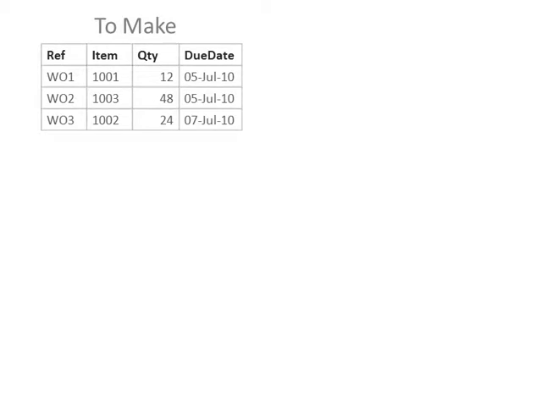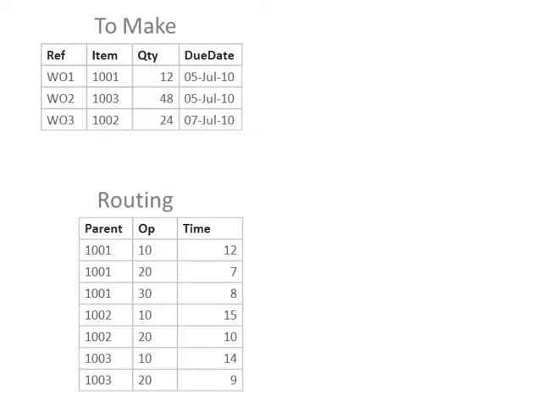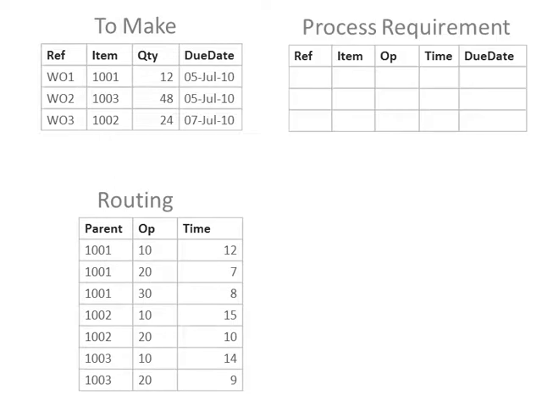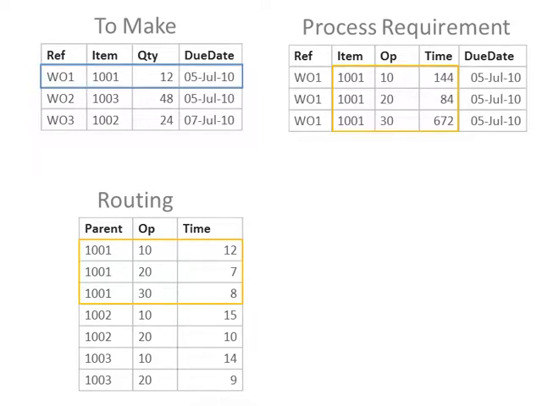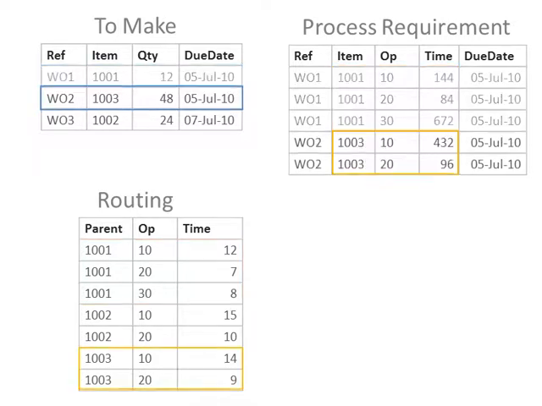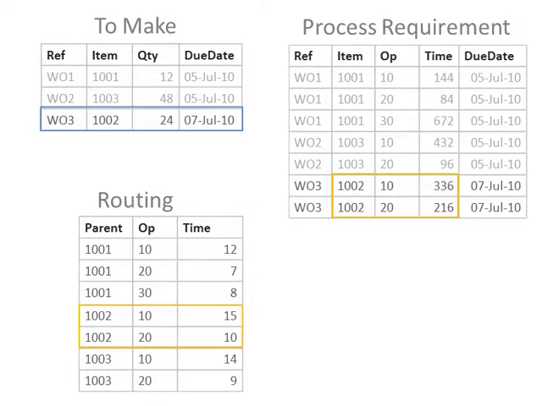Another common explosion is with the routing table. Here is a list of items to make and the operations required to make them. The result is a process requirements table. This time we don't include the parent item as the first record, we just go down the to make table and list the operations with the calculated time requirement.